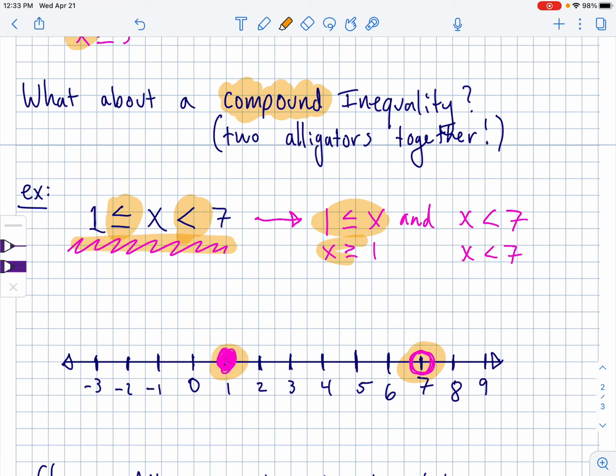So x greater than or equal to 1 means everything this direction, everything to the right of 1. X less than 7 means everything this way, everything that's below 7. So if I join those two regions together, that means the compound inequality is this. It's everything shaded in between them.